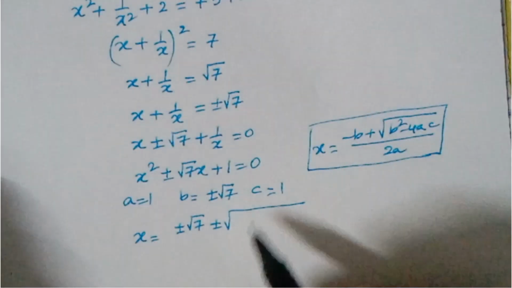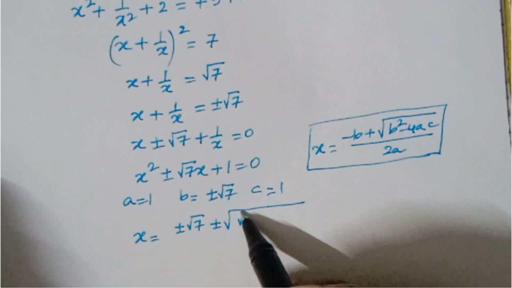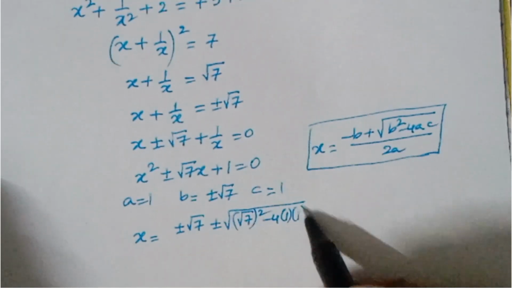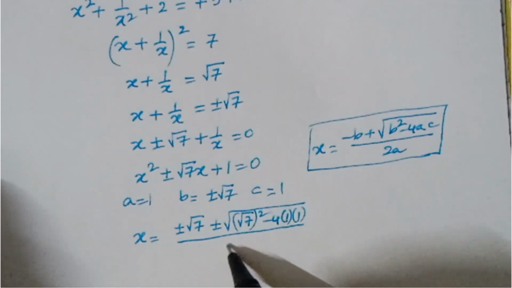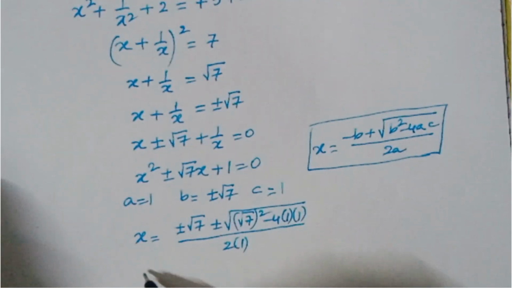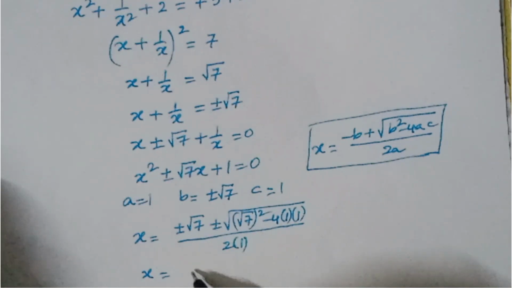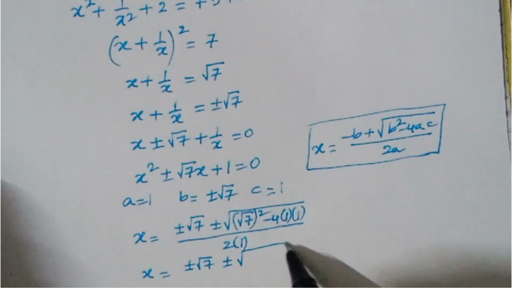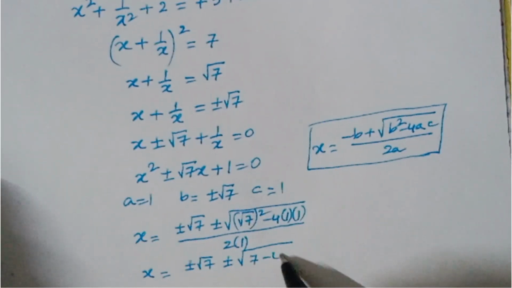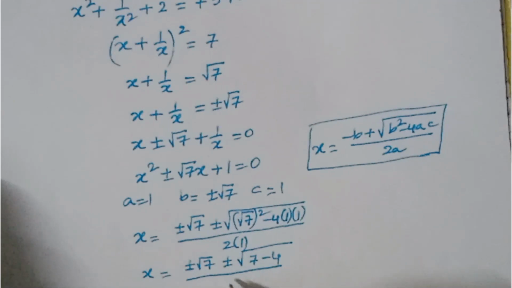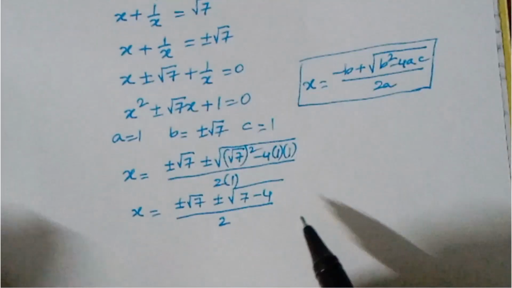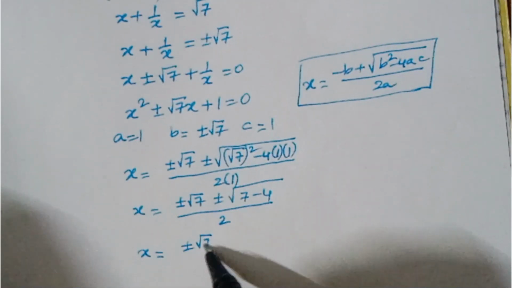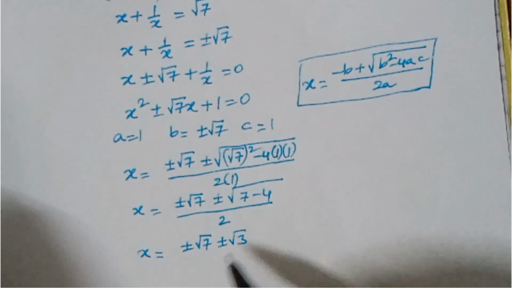So here minus b plus or minus root of b square, root 7 whole square, minus 4ac by 2a. So x value will be plus or minus root 7 plus or minus root of 7 minus 4 by 2. This can be written as x is equal to plus or minus root 7 plus or minus root 3 by 2.